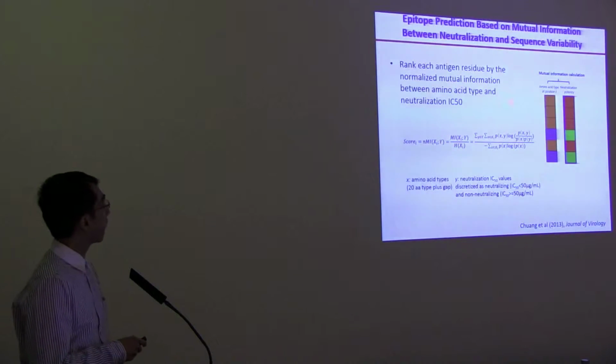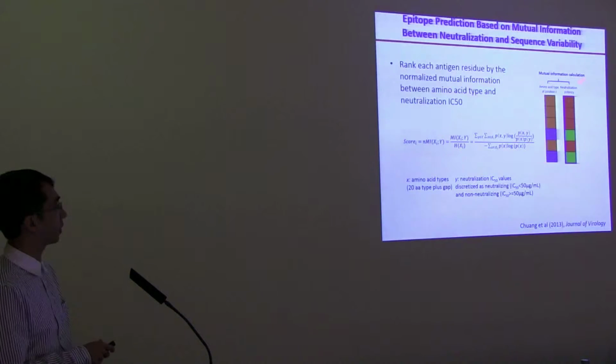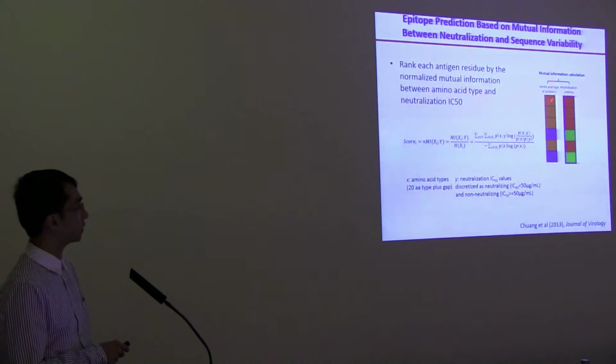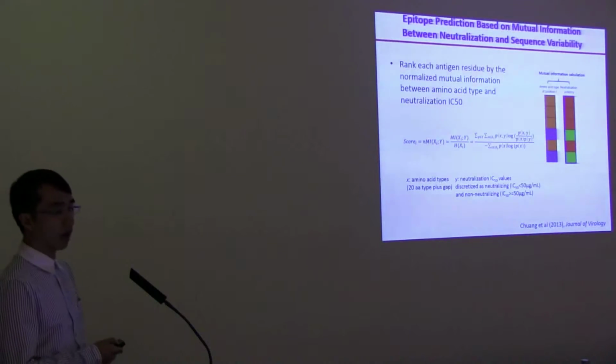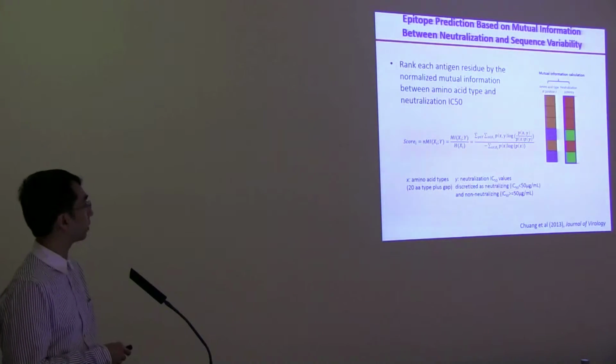So the basis of our algorithm is the following. We use the mutual information, which is a mathematical term to quantify the covariation between different variables, to calculate mutual information between neutralization potency of the antibody and the amino acid fingerprint at each residue position. And then we rank each antigen residue based on the score. So the higher the score, it means that it is more likely to be an epitope residue.